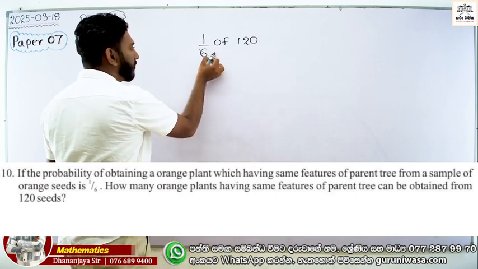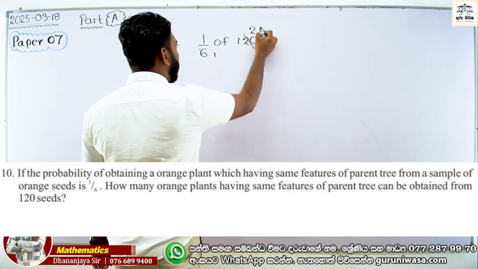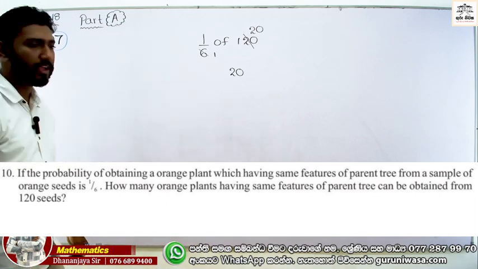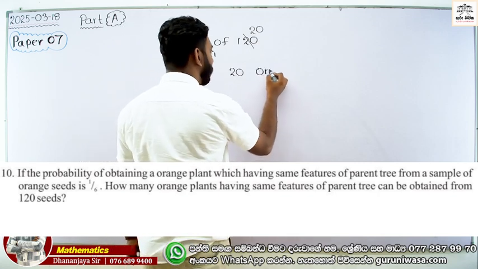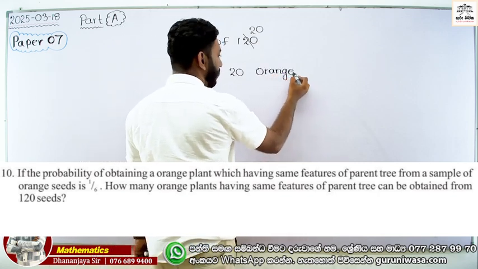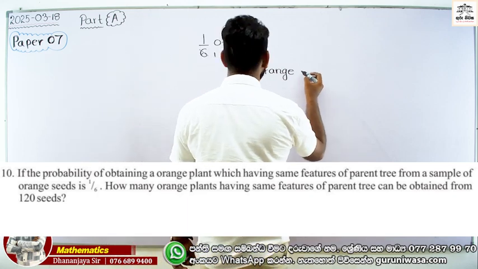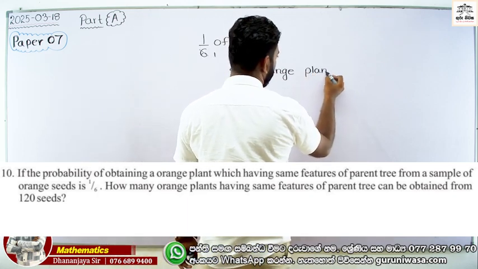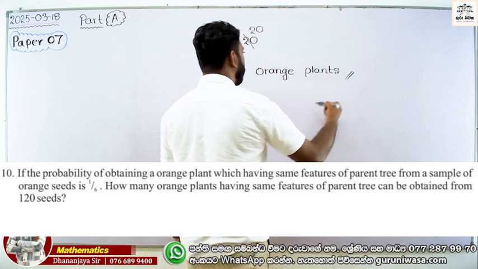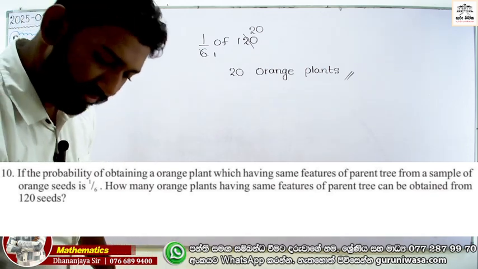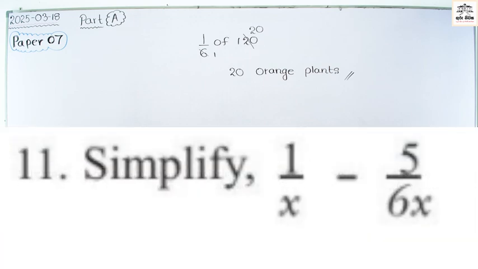Now, 6 times 1 and 6 times 20. Therefore, the answer becomes 20. How many orange plants having the same features? Therefore, 20 orange plants. And this is a probability. That's easy. Right, now you can try this one. Hurry up and find the answer for x.